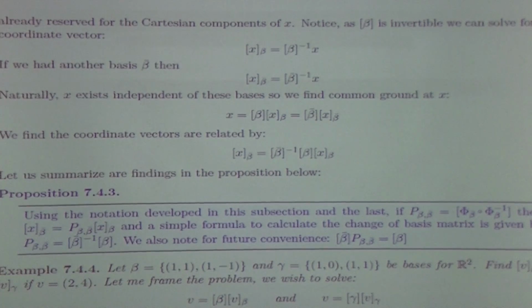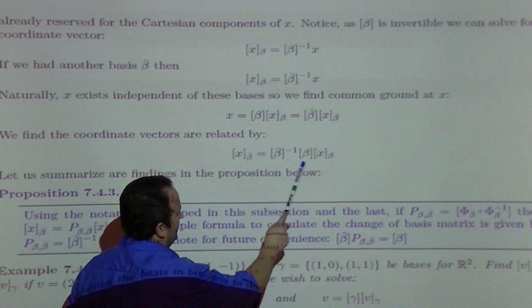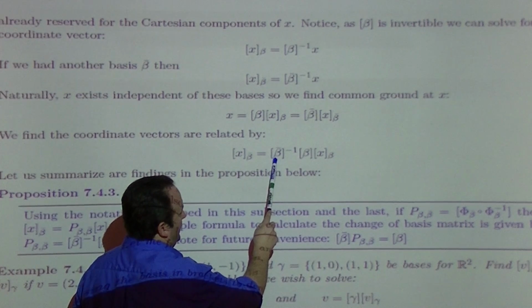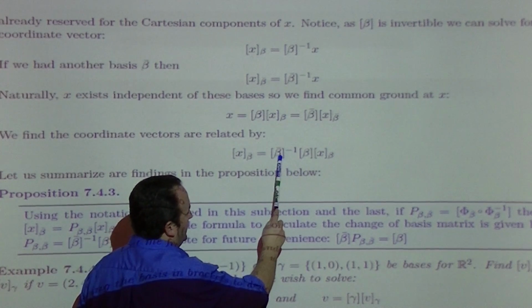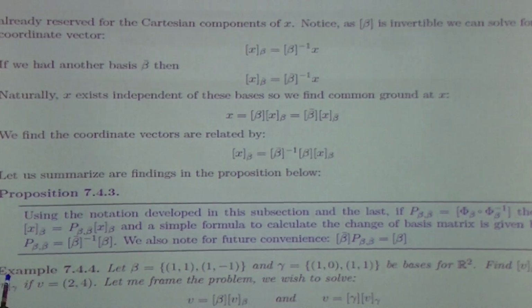It's simple as that. And so to relate the beta bar coordinates to the beta coordinates, you just end up taking the basis for the bar system, inverting that matrix, the basis for the beta system, and multiplying them. That gives you the coordinate change. Let me show you an example.